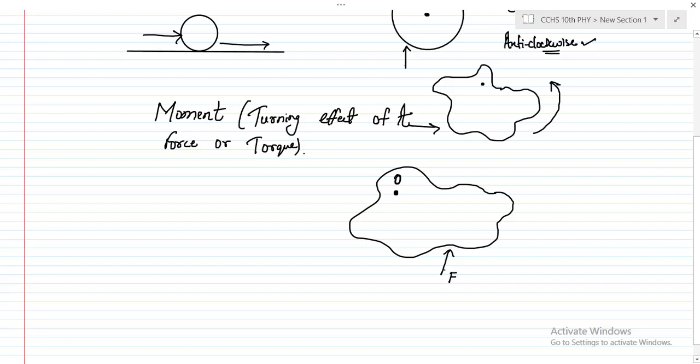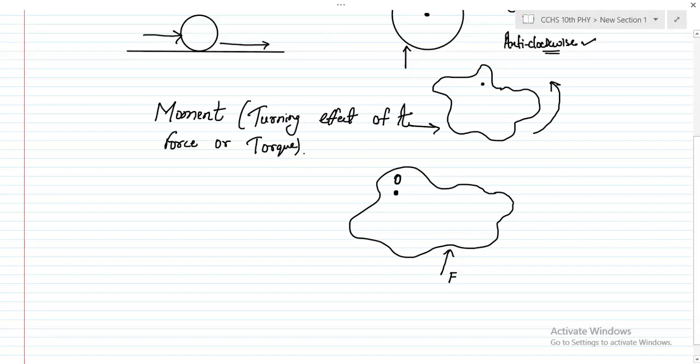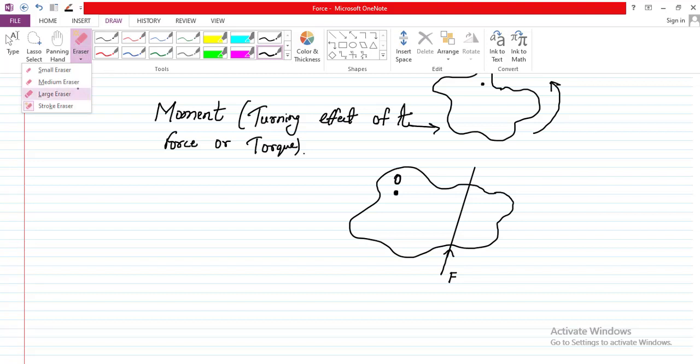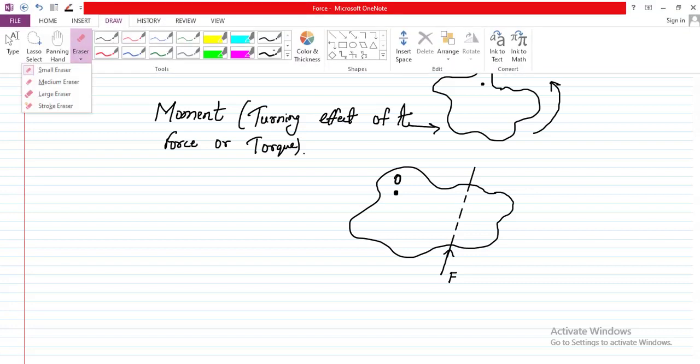So the moment, or we can say the turning effect of a force or torque, says we need to produce the force along the line. So our force is produced this way. This is the line of action of force. Now the line of force, I have made it dotted.